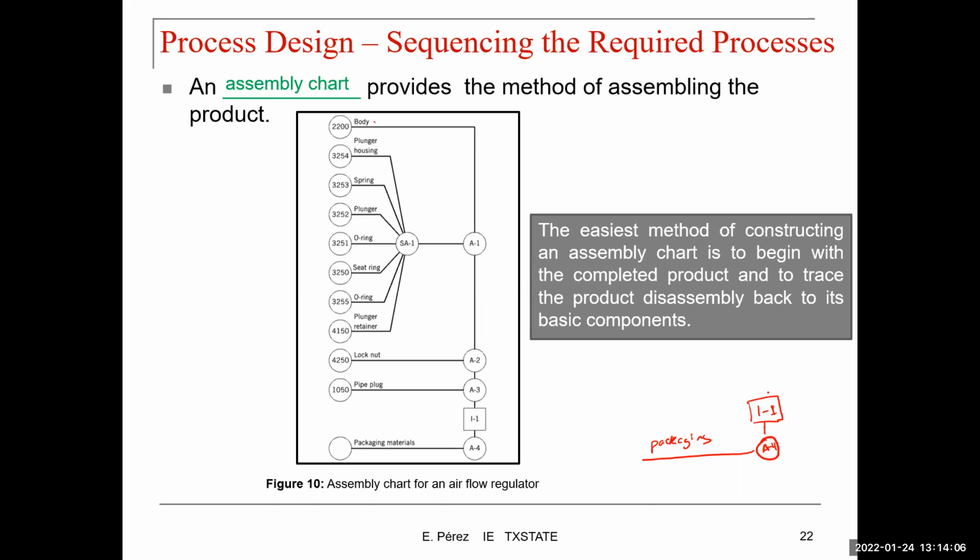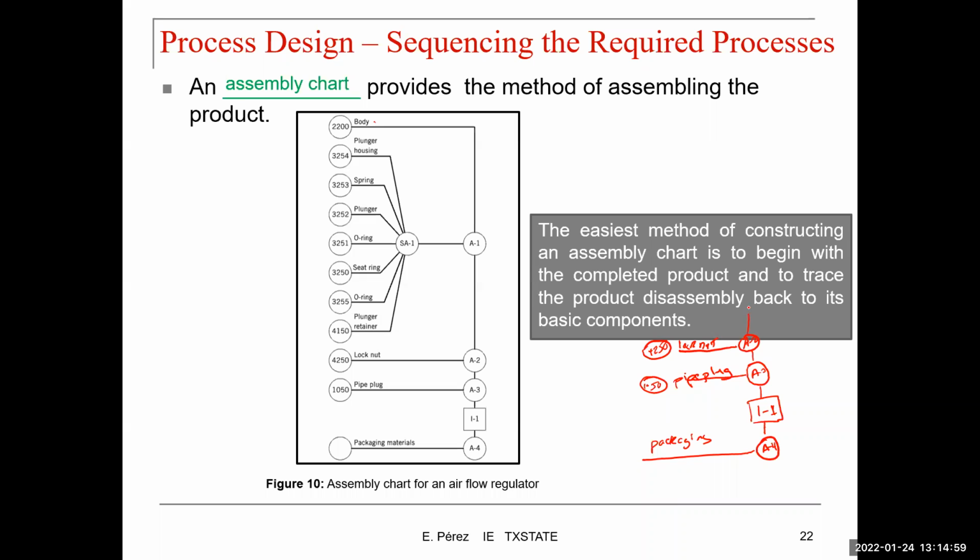And before you did the inspection, what was the last thing that you did? Well, the last thing that you did was to put this assembly 2 together with the pipe plug. So what I did was put that previous assembly together with this pipe plug. And then you continue that process. So before you attach the pipe plug, what did you do? Well, the previous step was to connect the lock nut. Okay, so the previous step was to create an assembly in which you attach this component, 4250 lock nut.